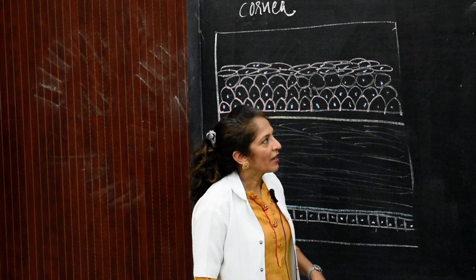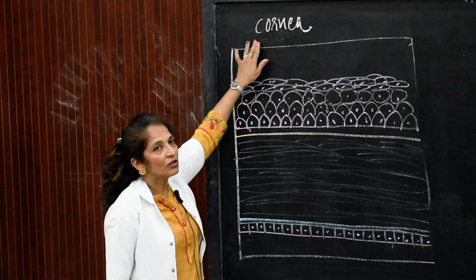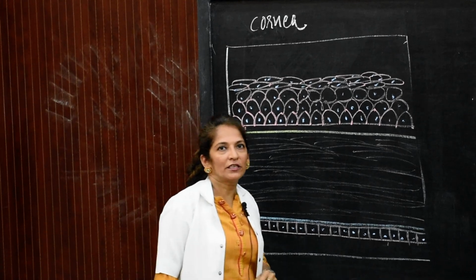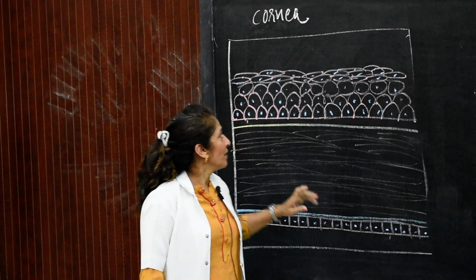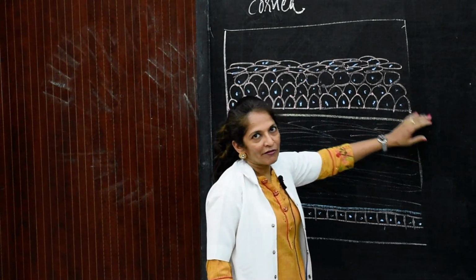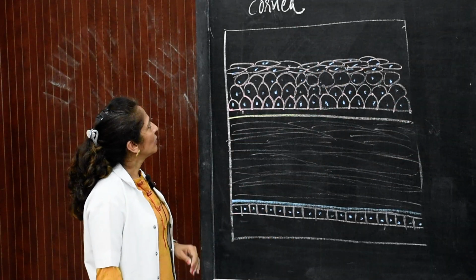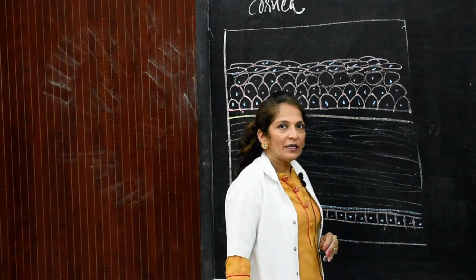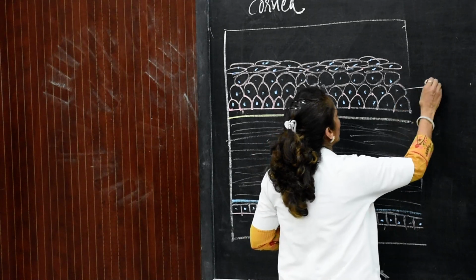Eyeball, we are having the slides of the cornea. Cornea is a transparent structure as well as it is avascular. The transparency is because of which structure, that we will see in the histology slide of the cornea. The outermost layer is the epithelium.